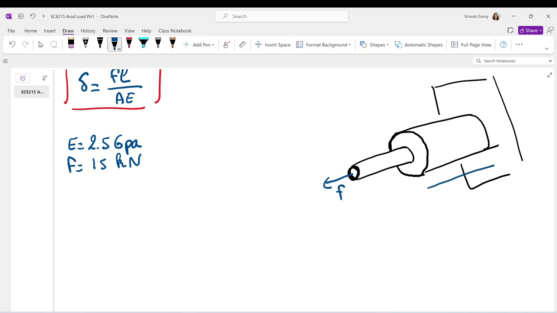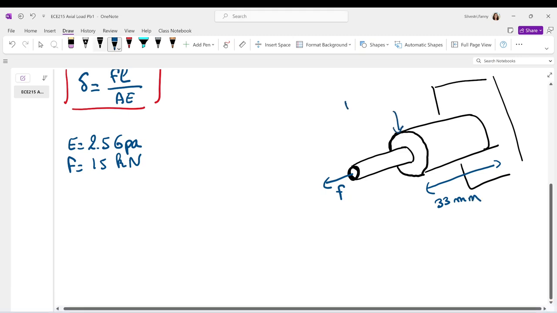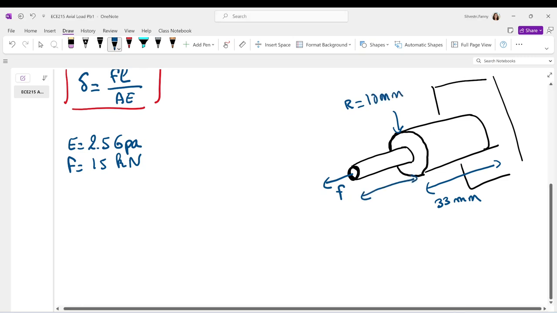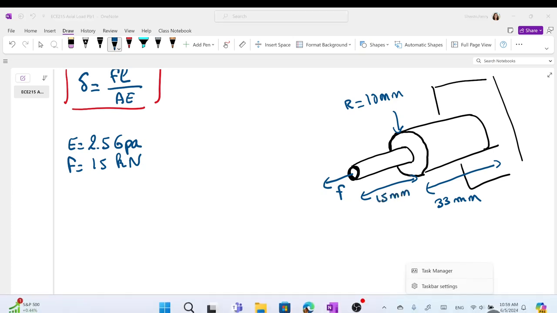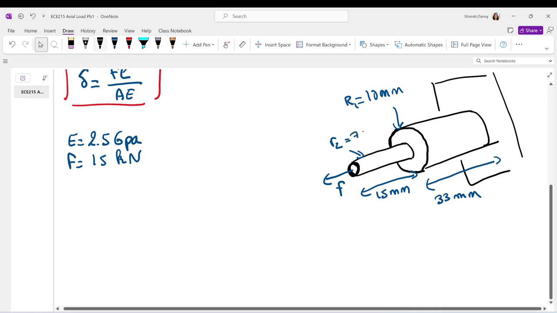And we have the dimensions of all the different parts. So we know this length, 33 millimeters. We know this radius. What is given is the radius, not the diameter. So radius 10 millimeters. We know this length is, let's say, 15 millimeters. I put some random dimensions. And the second radius, this one, let's call that R2, R1 will be 7 millimeters. And the question is, what is delta?